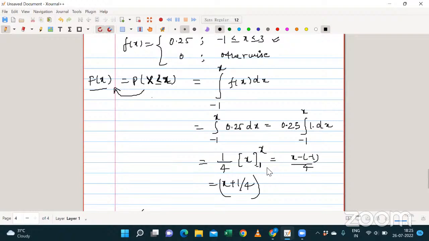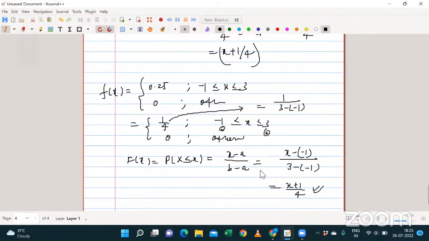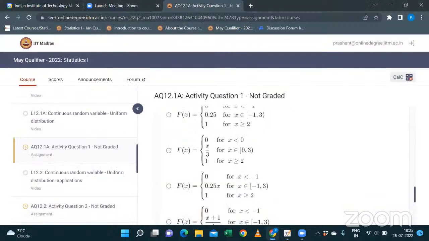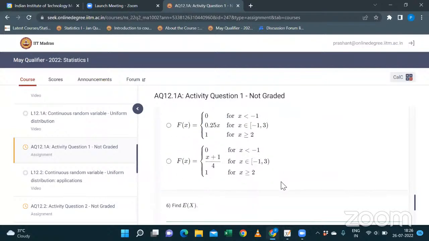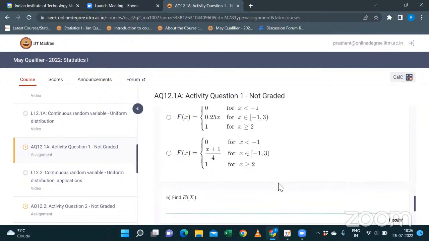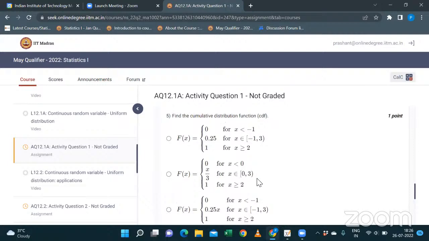Sir, in the CDF of the uniform distribution, when x is greater than or equal to b, then F(x) is equal to 1. In the question, the value of b is 3, but in the options, F(x) is 1 when x is greater than or equal to 2. I think it should be 3 in the option. You are saying x greater than or equal to 3. Okay, we will correct it.